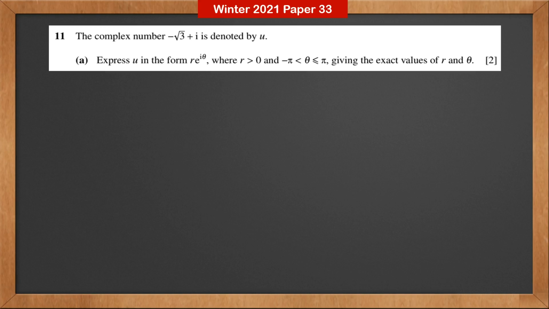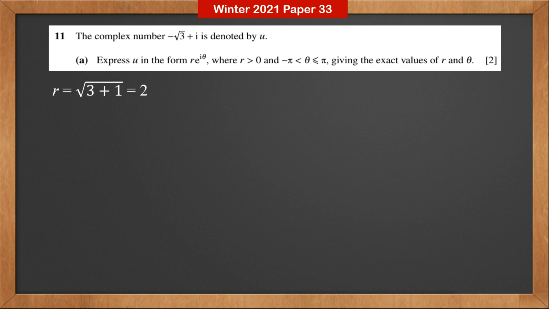Question 11. The complex number minus 3 plus i is denoted by u. A. Express u in the form r times e to the i theta, where r is greater than 0 and theta is between minus pi and pi, giving the exact values of r and theta. So basically r is the modulus and theta is the argument.